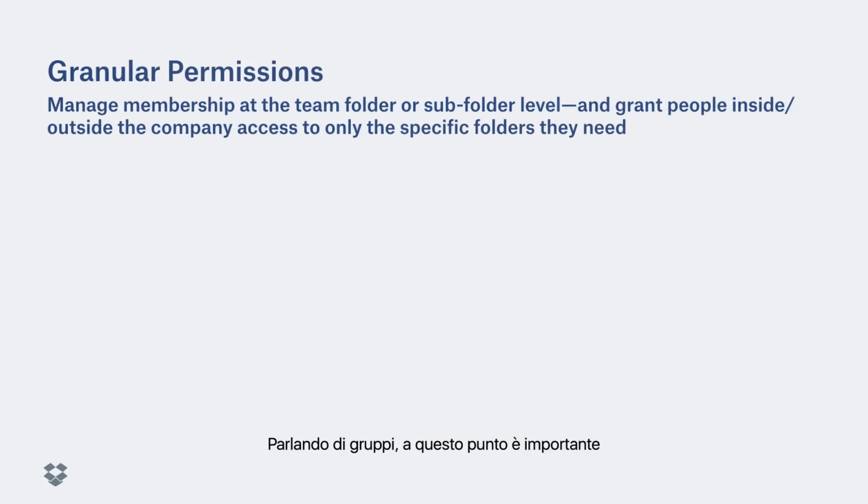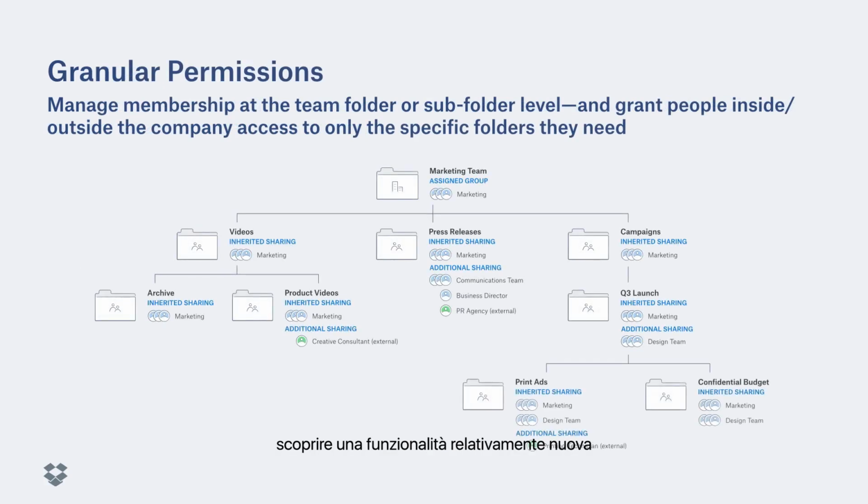Speaking of groups, at this point, it's important to dive into a relatively new feature of Dropbox Business: granular permissions. Explain to your customer how granular permissions provide the flexibility and security they need to protect all company data. Granular permissions enable IT to control which users can access each team folder and subfolder.